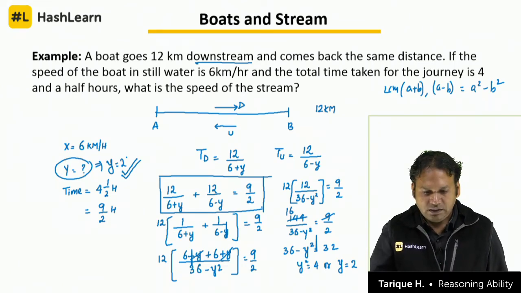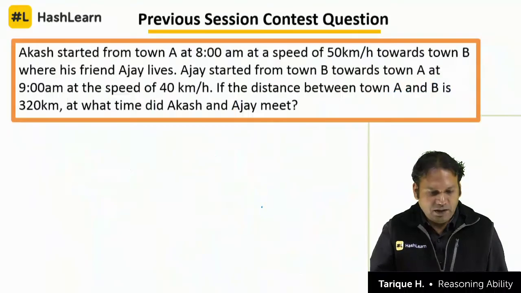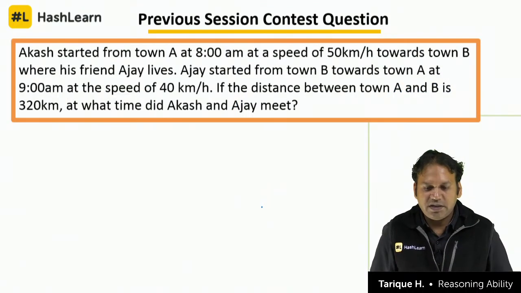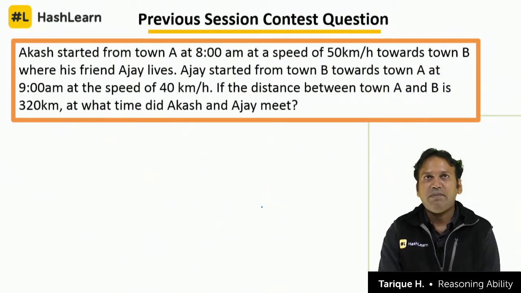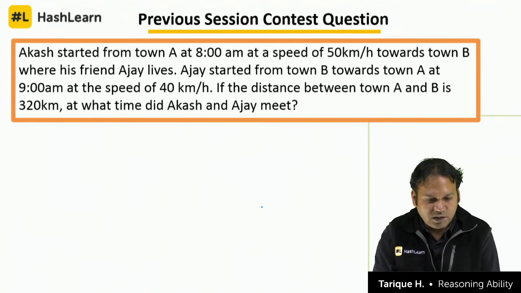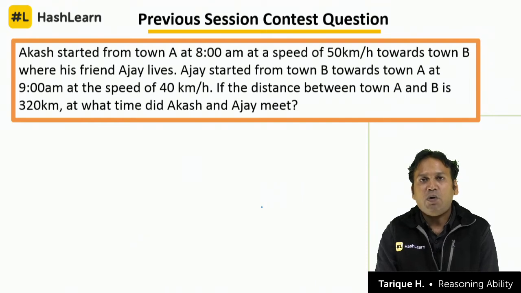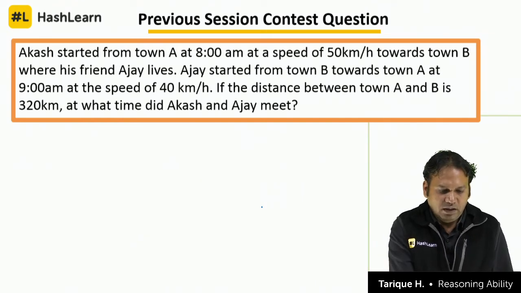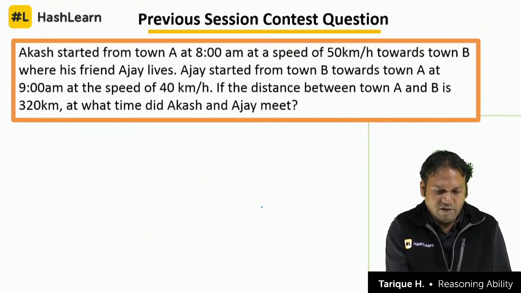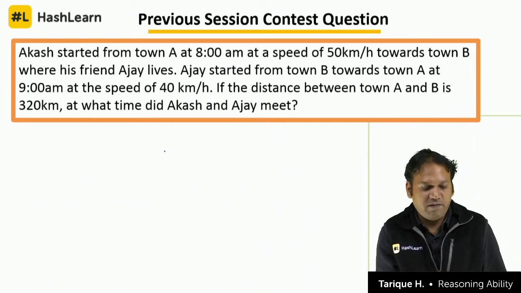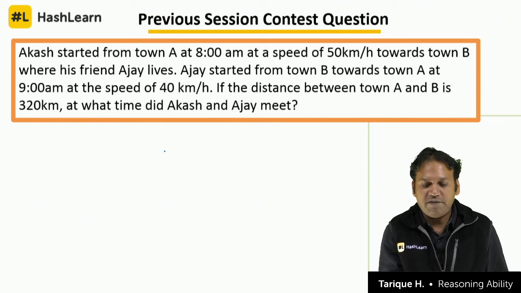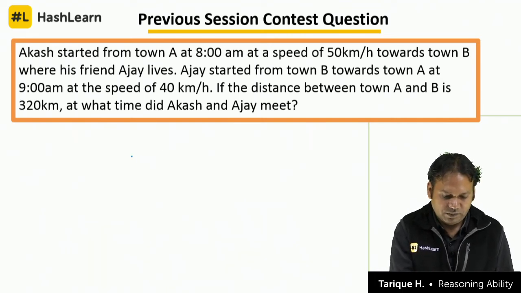Okay. So, we have seen 2 examples here. Now, let us see the previous session contest question, from the session on speed, time and distance, relative speed and trains. So, what is the contest question? Akash started from town A at 8 am at a speed of 50 towards town B where his friend Ajay lives. Ajay started from town B towards town A at 9 am at the speed of 40.